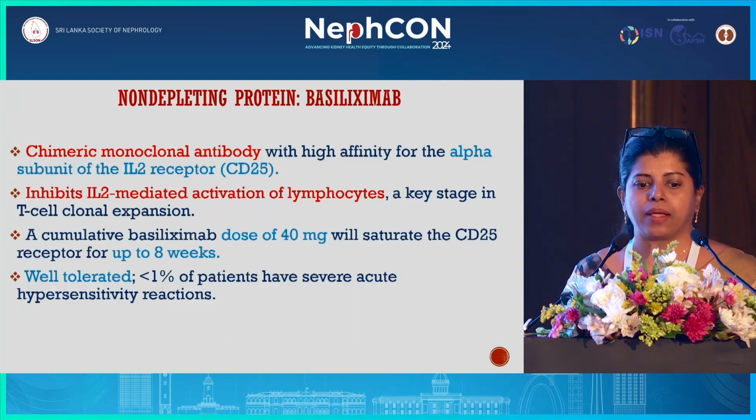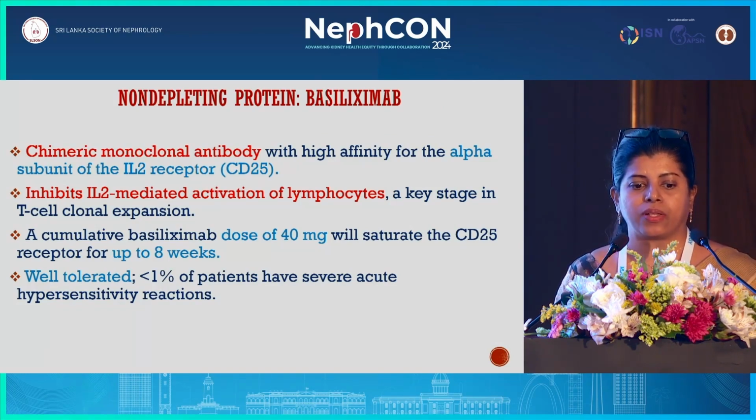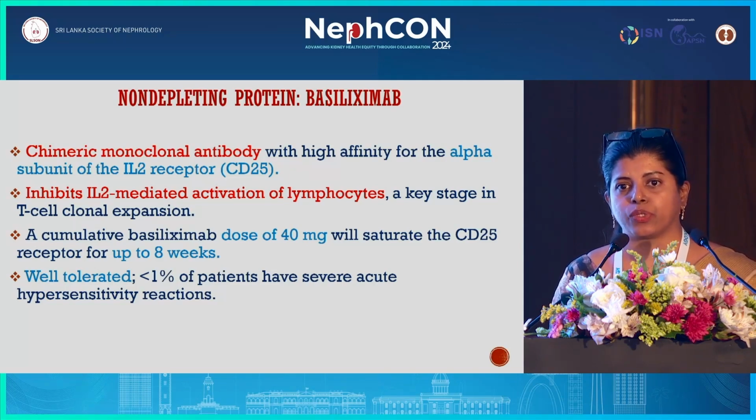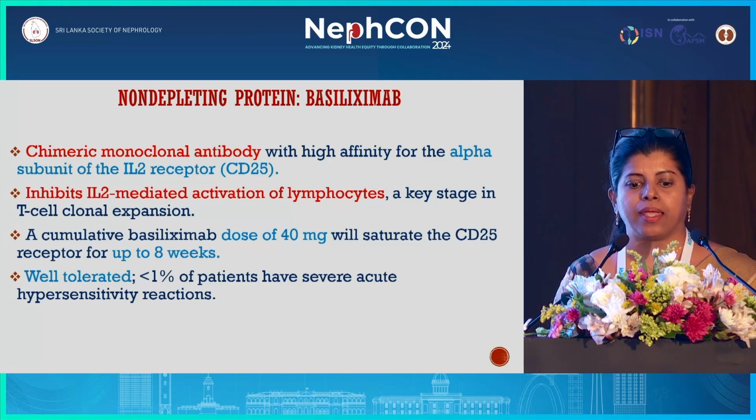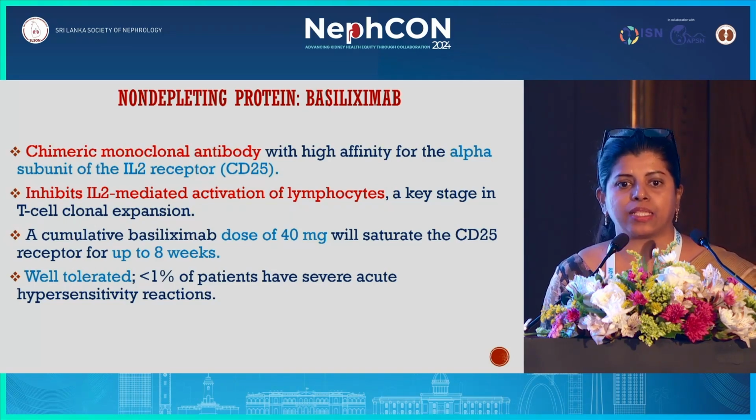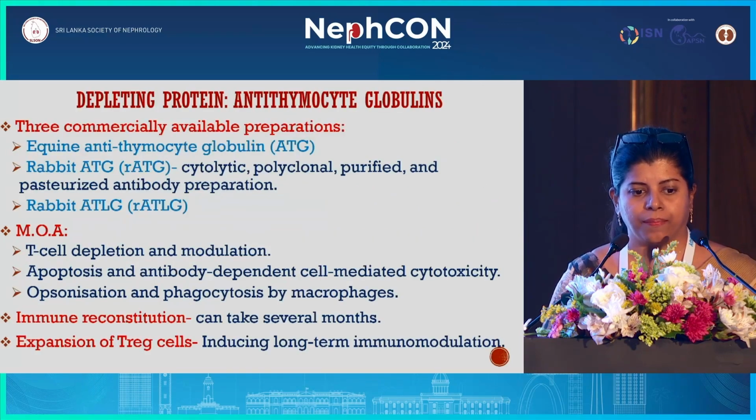Basiliximab is a chimeric monoclonal antibody that blocks CD25. It inhibits the activation of lymphocytes, and a cumulative dose of 40 milligrams of basiliximab can saturate the CD25 receptor up to 8 weeks. It's a quite well-tolerated drug.